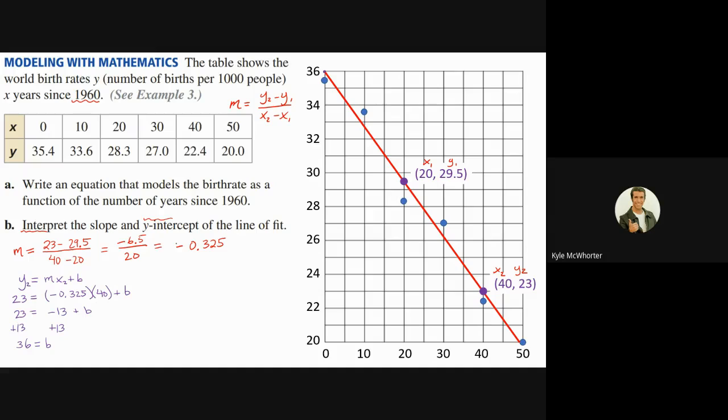Okay, and then to finish off part A, write an equation that models birth rate as a function of the number of years since 1960. So we're going to use y equals mx plus b, but we're just going to put in our slope and y-intercept. So y equals negative 0.325x plus 36. That would be the equation of our line of fit.